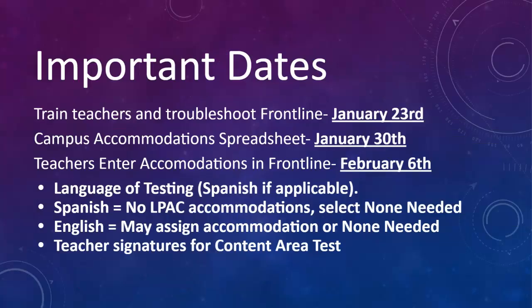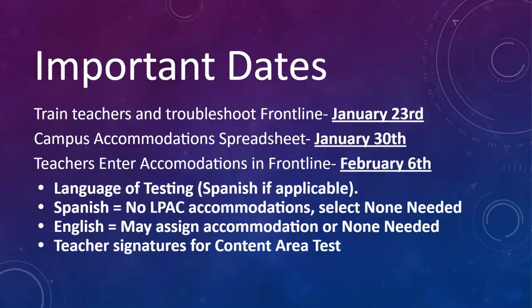So important dates for you to keep in mind: this training, which I am required to do by January 23rd, which is the end of this week. The campus accommodation spreadsheet is going to be due January 30th, next Friday, so about a week from now. That way you have time to think about the accommodations and language of testing that you've assigned, and if you still want to change something, you're able to change it by then.